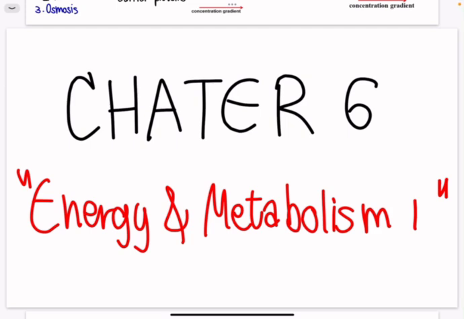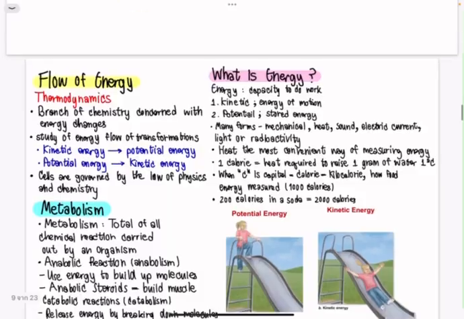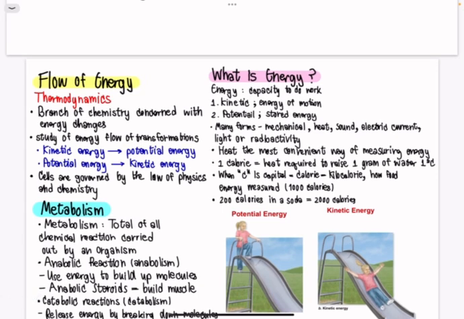Chapter 6, Energy Metabolism 1. Flow of energy. Thermodynamics is the branch of chemistry concerned with energy changes. It is the study of energy flow and transformation, from kinetic energy to potential energy and potential energy to kinetic energy. Cells are governed by the laws of physics and chemistry.